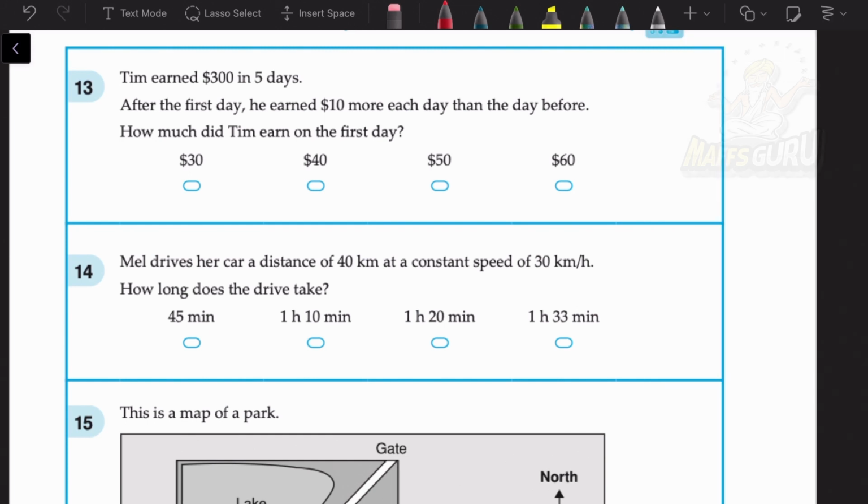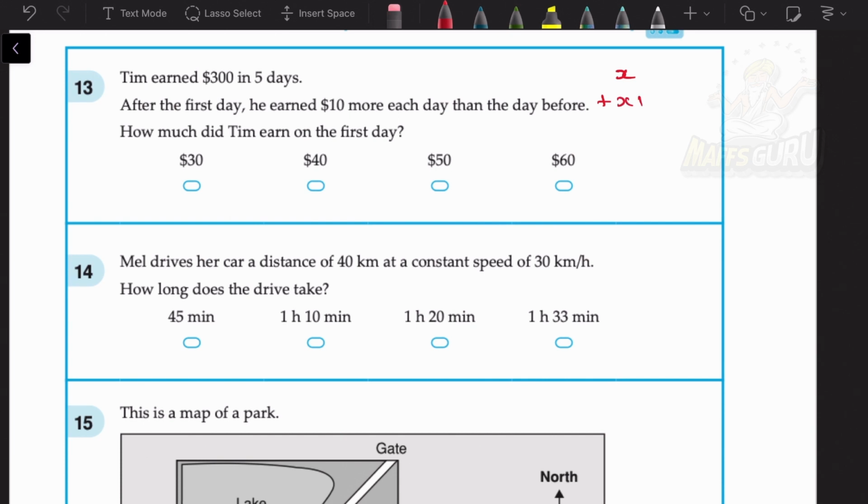All right, Tim earns $300 in 5 days. After the first day, he earned $10 more each day than the day before. How much did Tim earn on the first day? Okay, so after the first day, he earned, so let's say he got X on the first day.